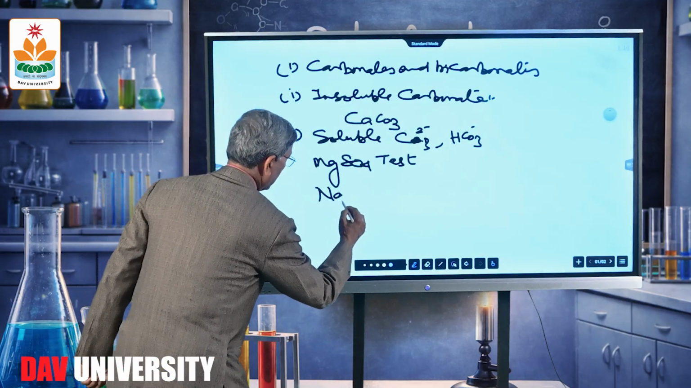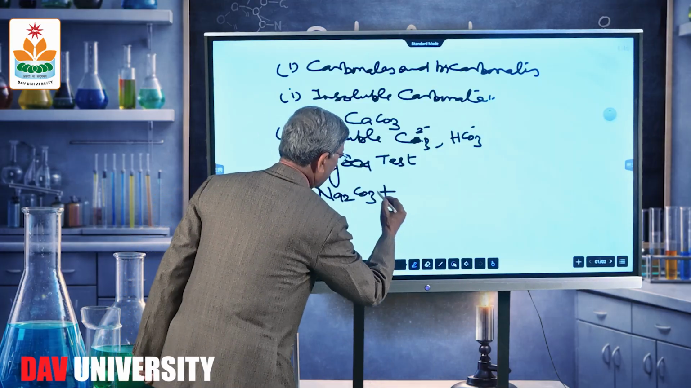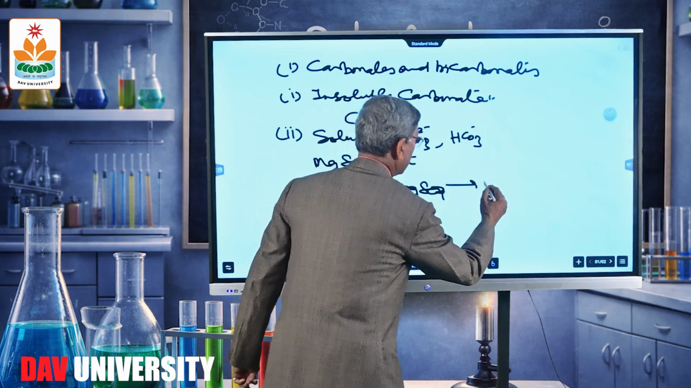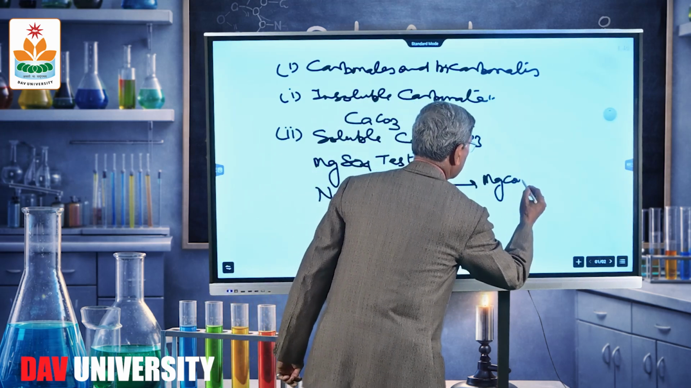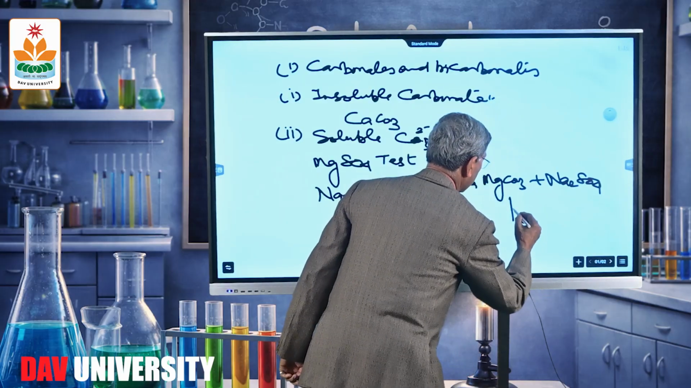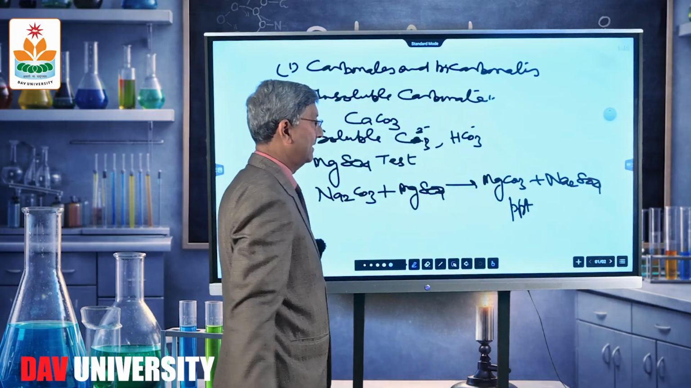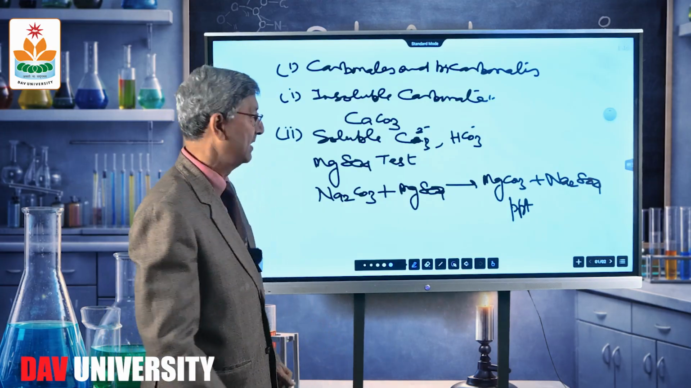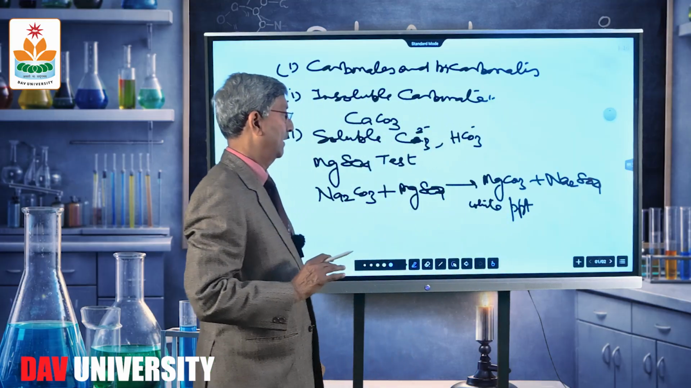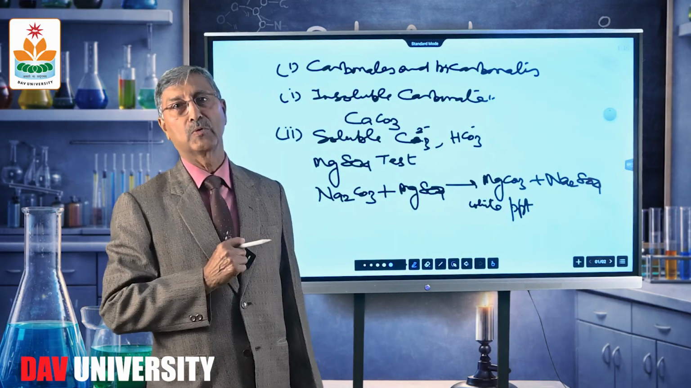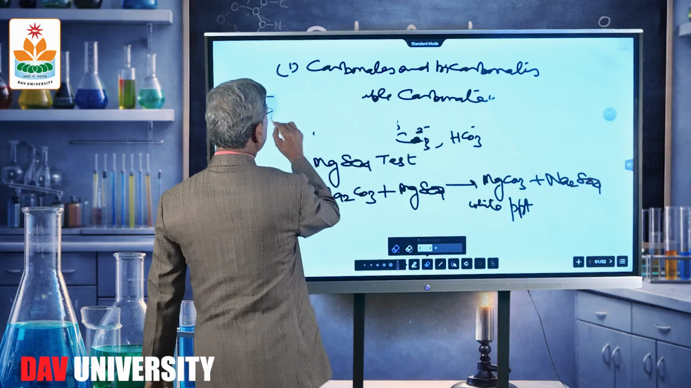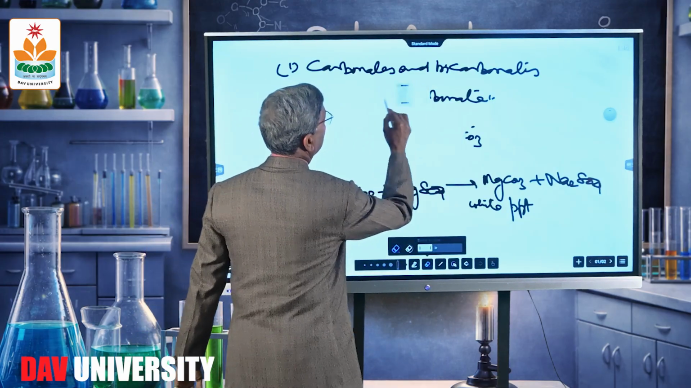If we have carbonate, let us say sodium carbonate, we add magnesium sulfate into it, we get magnesium carbonate and sodium sulfate. Sodium sulfate is soluble in water. What we'll get is a white precipitate here. So if we get a white precipitate in cold, then it will be soluble carbonate. But if we do not get a white precipitate with magnesium sulfate in cold, then it may be bicarbonate.